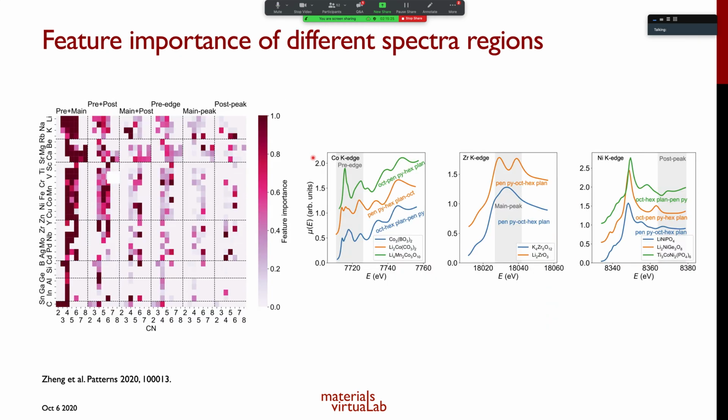We also analyzed the feature importance, and we show that essentially the pre-edge and main edges are the most important in determining the local environments, especially for the transition metals.